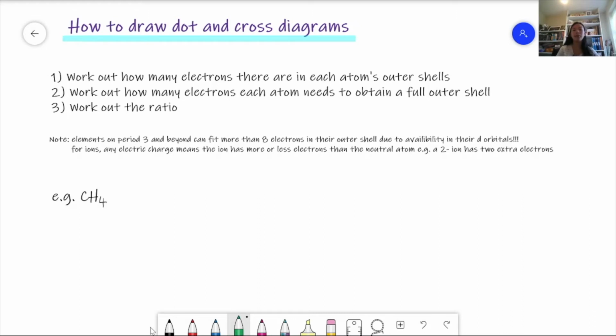So for this example, this is methane. We've got carbon and hydrogen. So carbon is in group 4. So that means it has 4 electrons in its outer shell, and it has hydrogen, which has 1 electron in its outer shell.